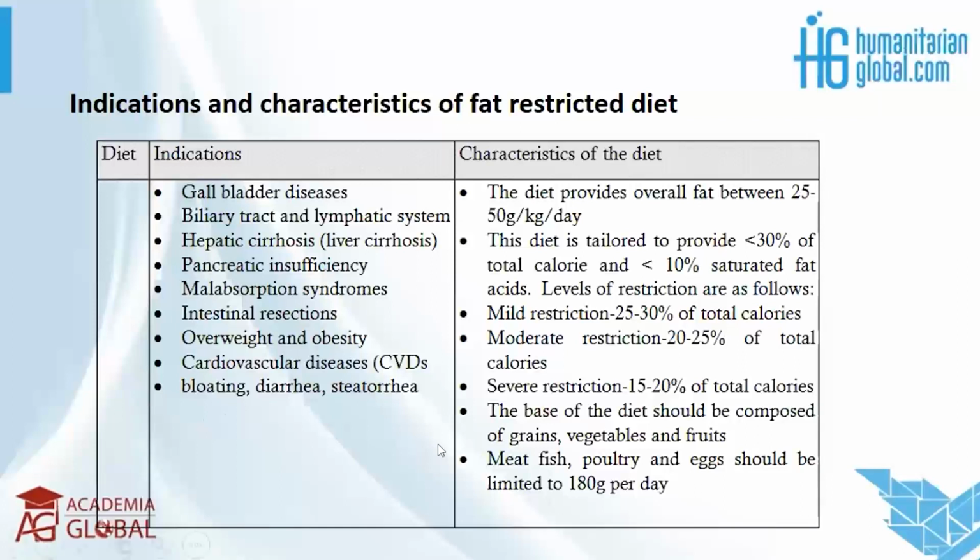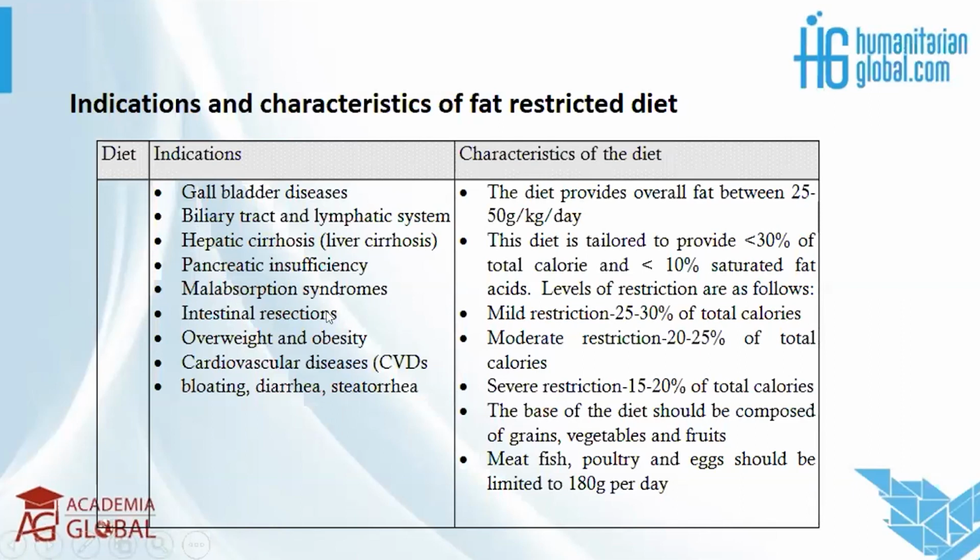Some of the indications and characteristics of the diet are where we have gallbladder diseases, biliary tract and liver conditions, hepatic cirrhosis, and pancreatic insufficiency. Remember, the pancreas is the one that produces enzymes that digest fats. So if the pancreas has a problem, if there is insufficiency, then we will have to reduce the amount of fat in the diet.